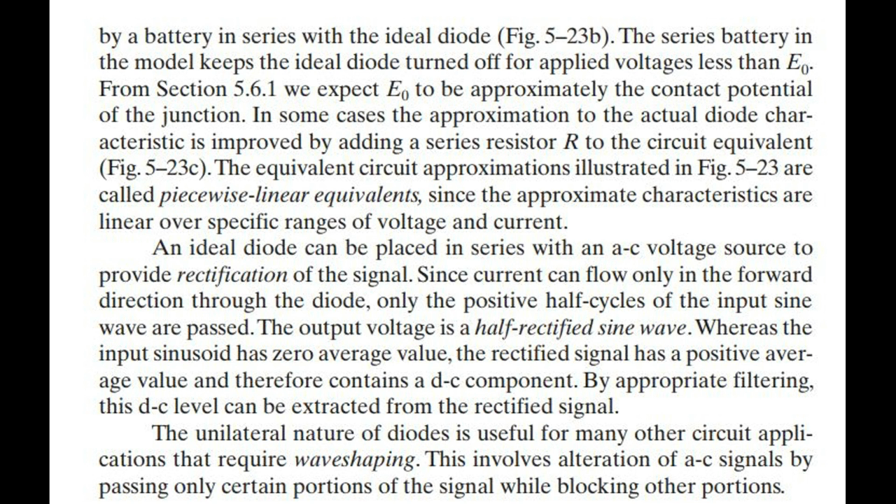Since current can flow only in the forward direction through the diode, only the positive half cycles of the input sine wave are passed. The output voltage is a half rectified sine wave. Whereas the input sinusoid has zero average value, the rectified signal has a positive average value and therefore contains a DC component. By appropriate filtering, this DC level can be extracted from the rectified signal.